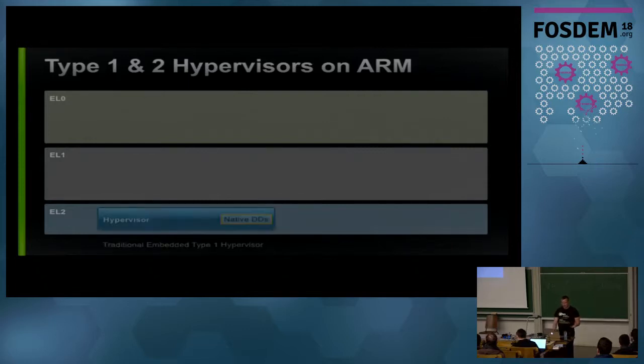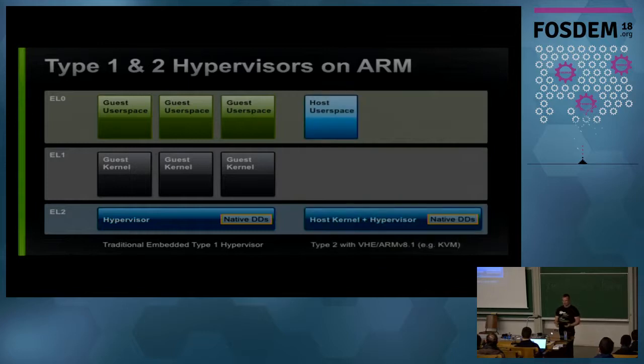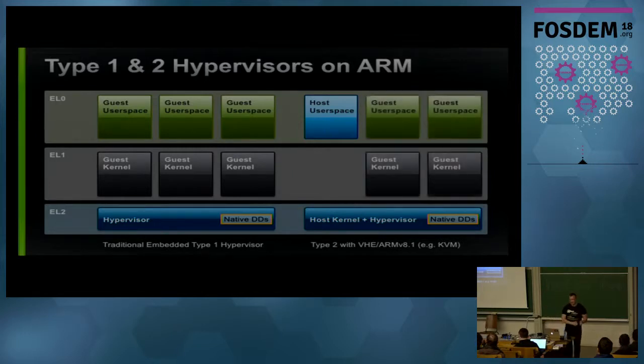So how would hypervisors typically map into this model? Your classical type 1 would run in EL2. You would have your drivers run as part of the hypervisor, and then all your virtual machines sitting on top of it. Then you have the type 2 kind of model, where the host kernel and the hypervisor run together. If you look at KVM, the hypervisor is the KVM kernel module. Then you have the whole user space which comes with the host, and then you have your VMs there.